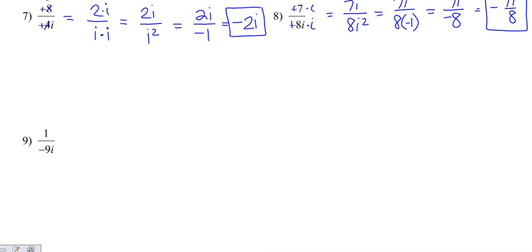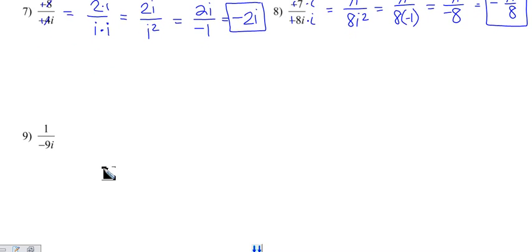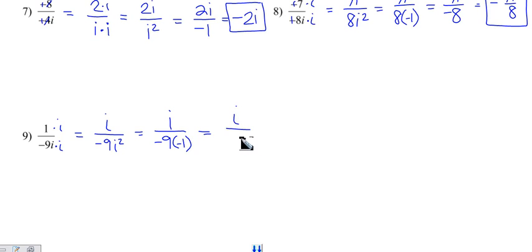I'm going to show you one more time just to make sure you got the hang of this. In this case, I cannot cancel the signs. I have a positive on top and a negative on the bottom. But I do need to get rid of this i. So I'm going to go ahead and do that. I have i over -9i squared. I'm going to make that replacement. i squared is the same as -1. Fortunately, when I multiply these two together, I get rid of the negative. So my final answer is i over 9.